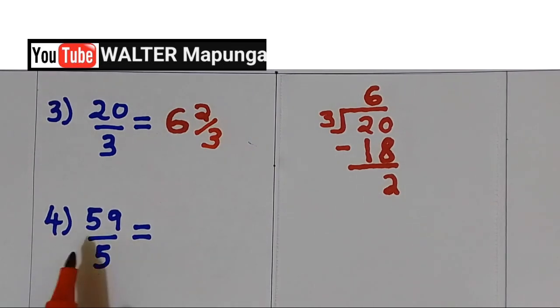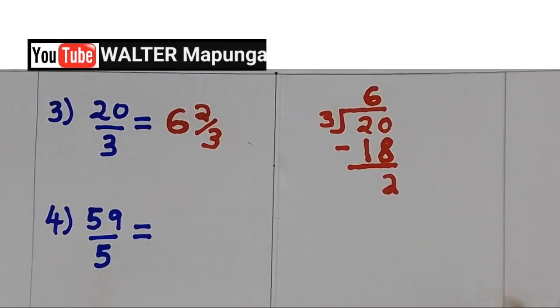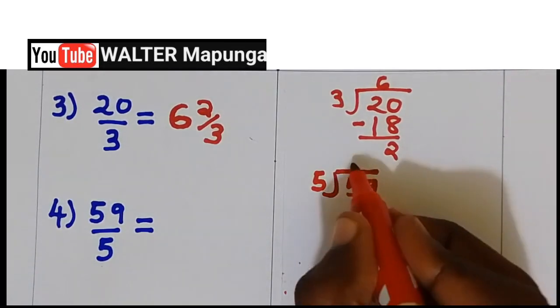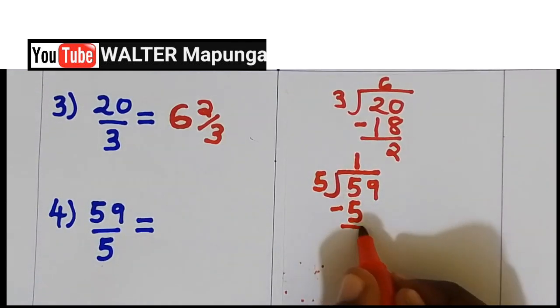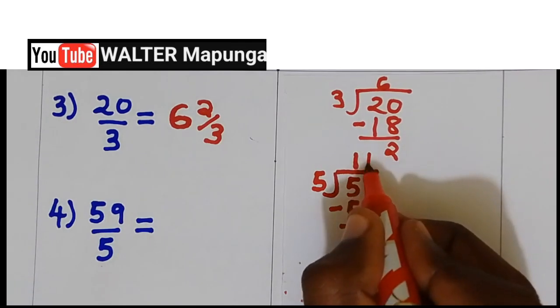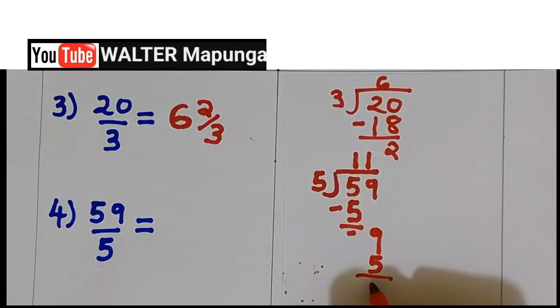Let's go and do question number 4. We have 59 over 5. We are going to take 59 divided by 5. 5 divided by 5 goes by 1. It gives me 5. Take away nothing, drop 9. It goes by 1 again. It's going to be 5. And it's going to remain, take away 9, take away 5, remain 4.